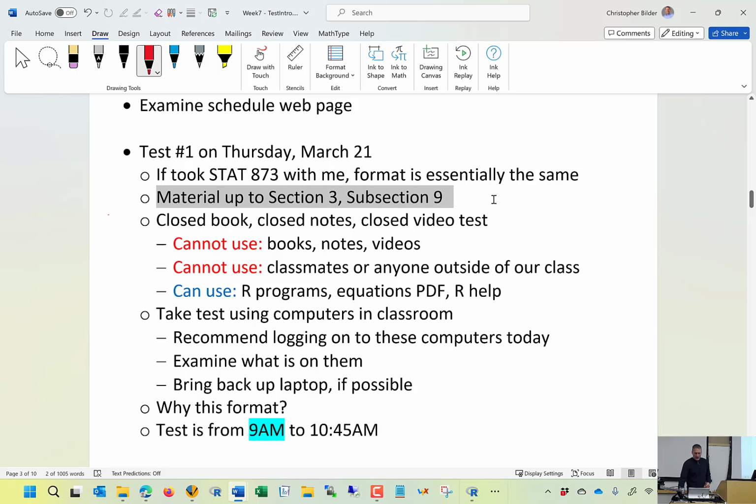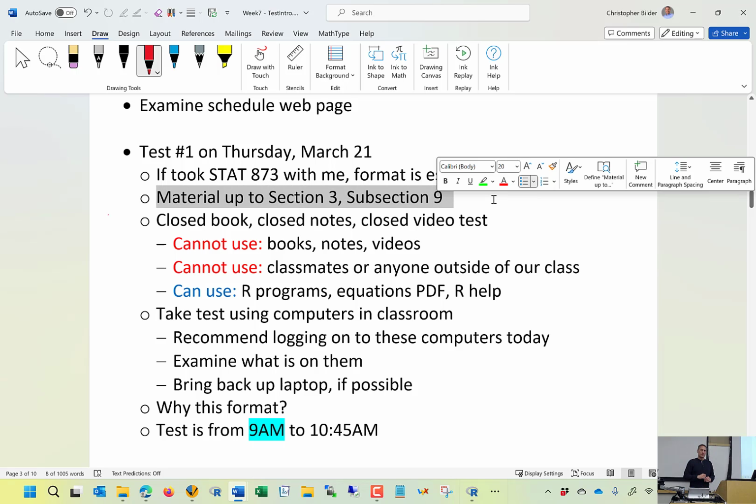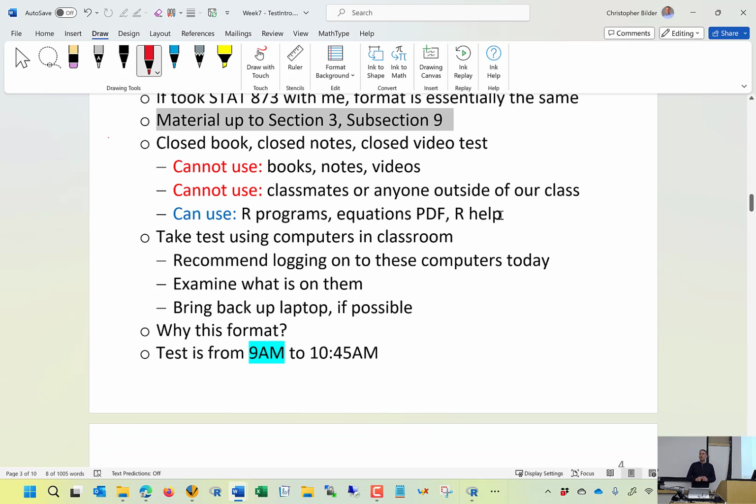The material for the test is up to maximum likelihood estimation. That's subsection 9. This is going to be a closed book, closed note, closed video test, so you cannot use any of my notes to help you take the test. If you took Stat 875 from me, that is different. You cannot, of course, talk to classmates or anyone outside the class during the test. The test will be done in this particular room, and you will be using the computers that are on your desk here.